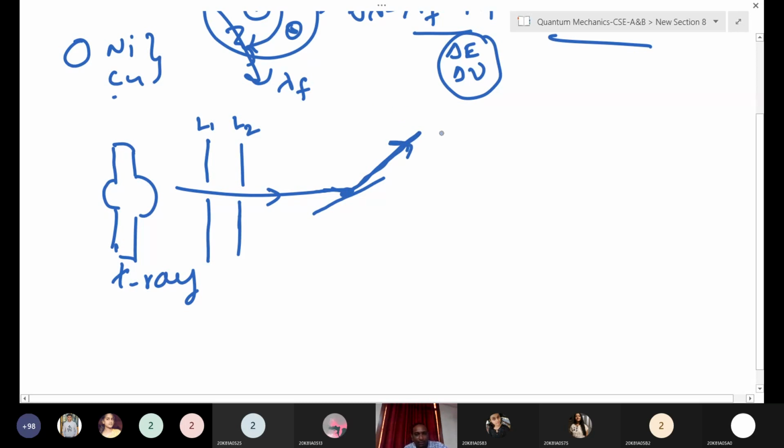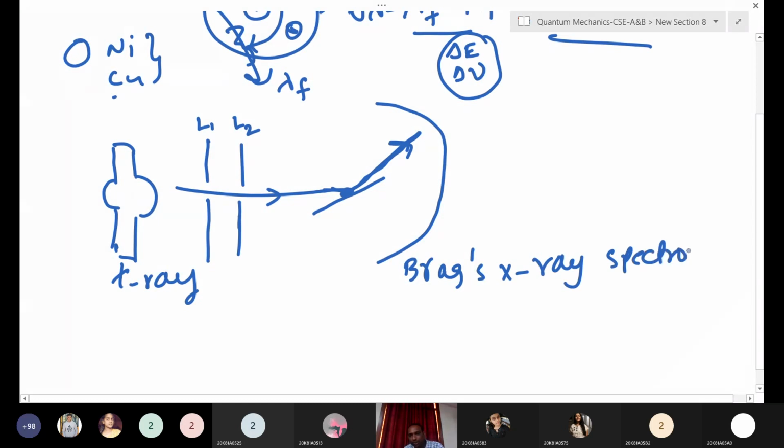Here we also have a scale, that is Bragg's scale, or you can say Bragg's X-ray spectrometer. Here you can change the angle. This is the incident path of the ray. The photon is coming, and if it is not hitting any material, it will travel in this way. This is the incident path, and this is the scattered path.